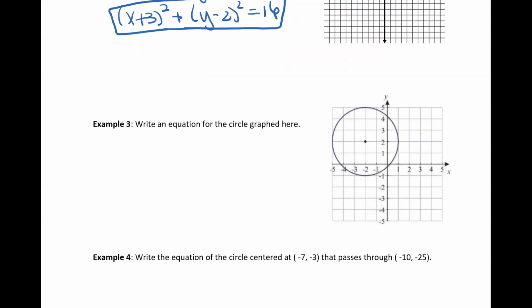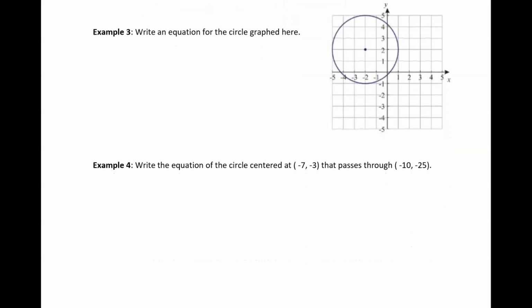Let's do another one. Write an equation for the circle graphed here. It's already on the graph, so you have to pull your own data. And so you can see here, here's my center. So I have a center at -2, 2. We can see our radius is 1, 2, 3. It's 3 units. So my r is 3.